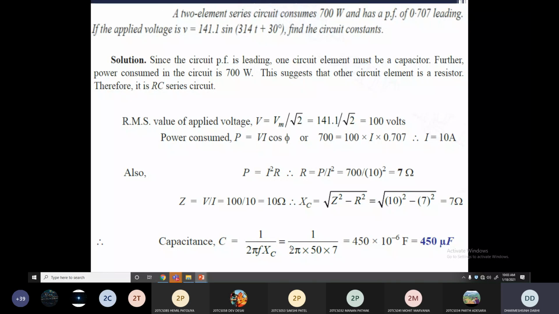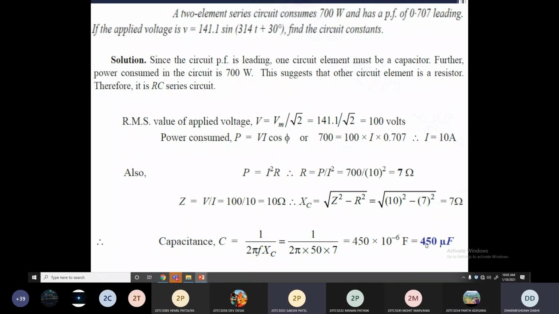Don't directly assume that the frequency is 50. Clear? If it is not given directly, from the equation of voltage or current you can find out the frequency. Then after calculating this C, the answer is 450 microfarad. All of you get this answer?